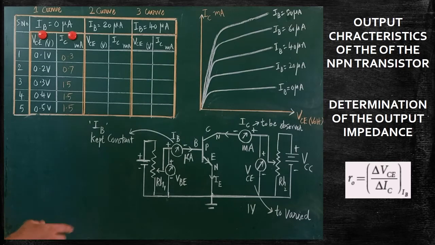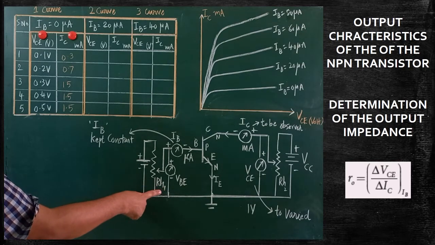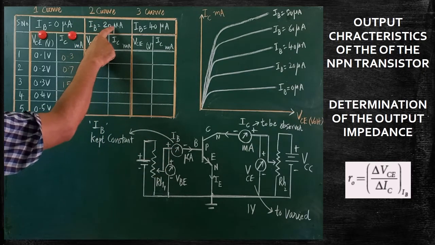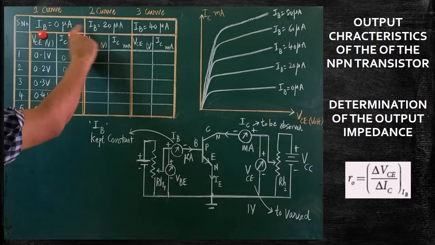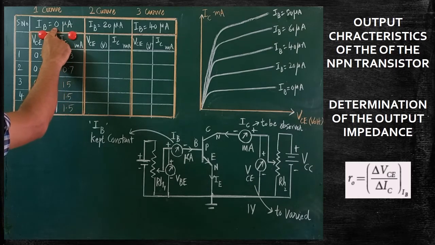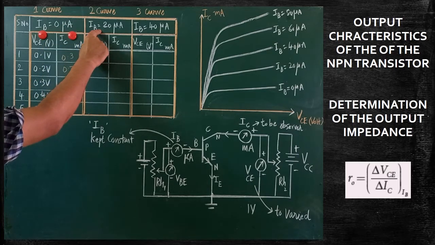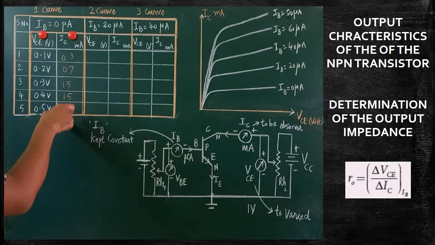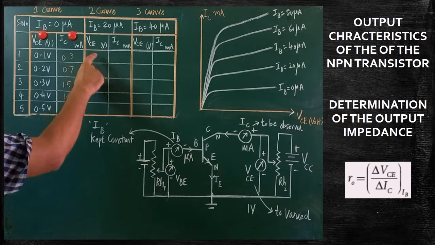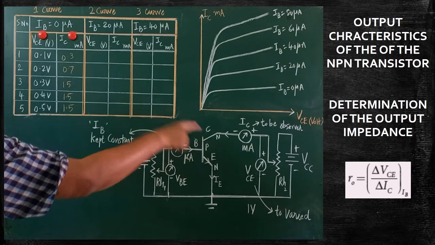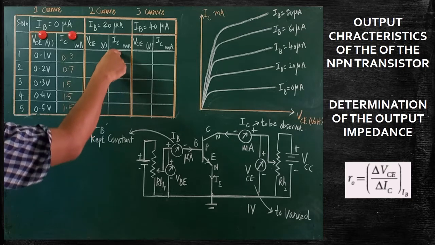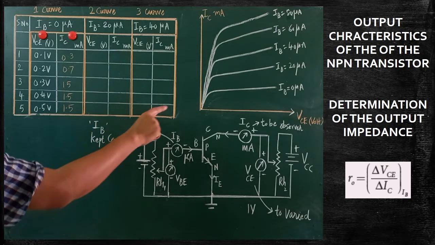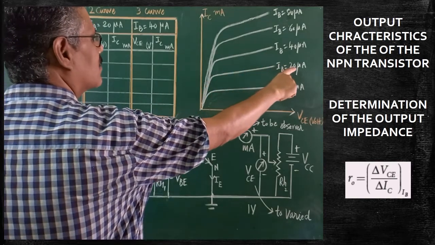Now what do we have to do? By adjusting the rheostat RH1, we have to vary the value of IB. The next IB value is 20 microampere. Is it clear? Previously that was 0 microampere. Now the IB value is changed from 0 to 20 microampere. Again we have to do the same procedure. VCE is to be set with the help of RH2, the VCE value is varied, and the corresponding IC value is noted down. After getting a set of values, we can draw the next curve, that is for 20 microampere.